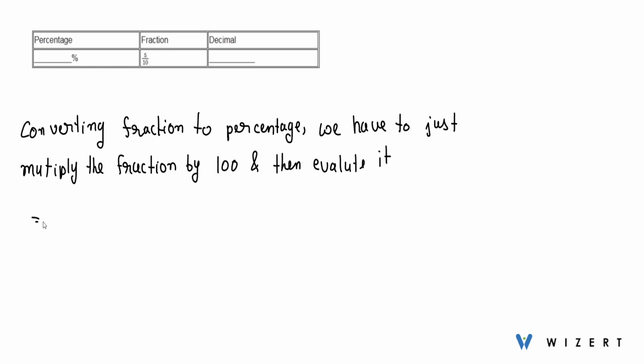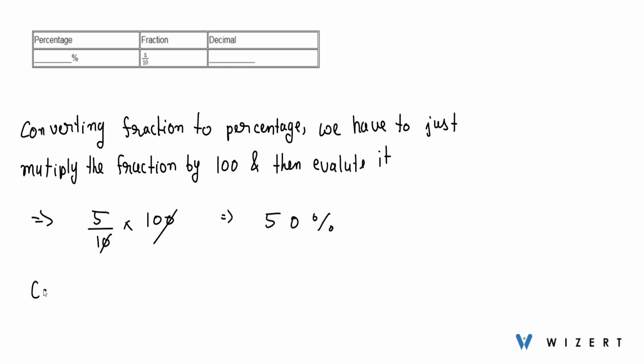So the fraction given to us was 5 upon 10, and in order to convert it into a percentage we have to multiply it by 100. Now 10 will cancel out 100 and produce 10, and 5 multiplied by 10 is 50, so we will get 50 percent.